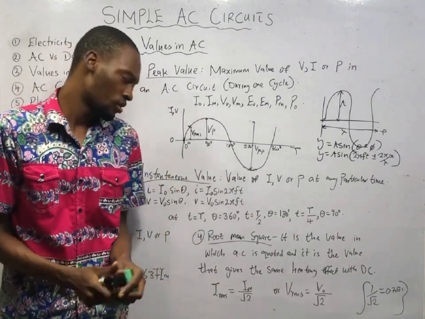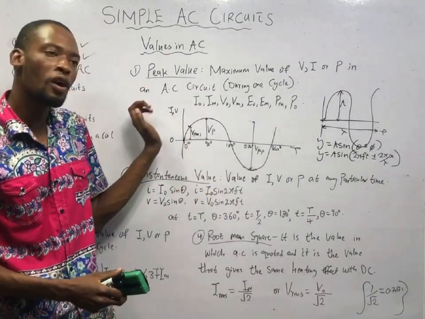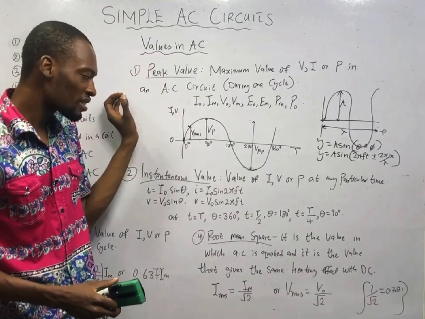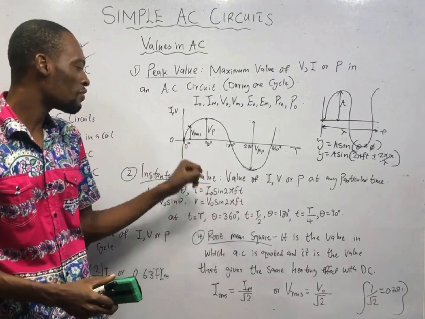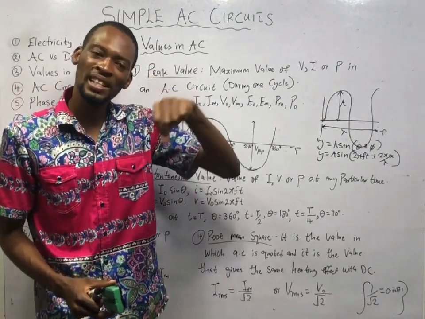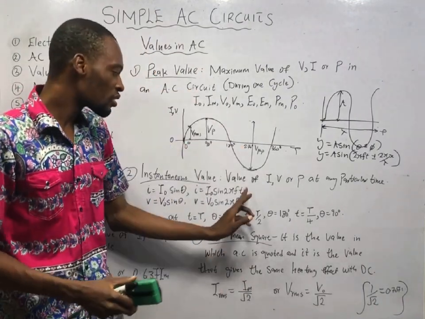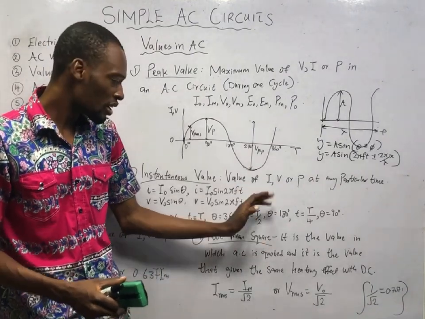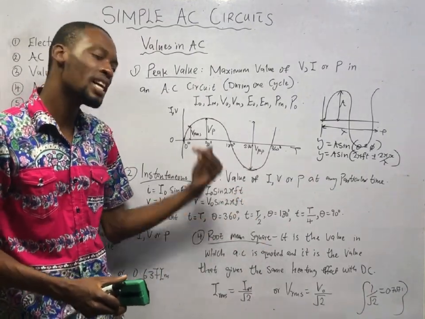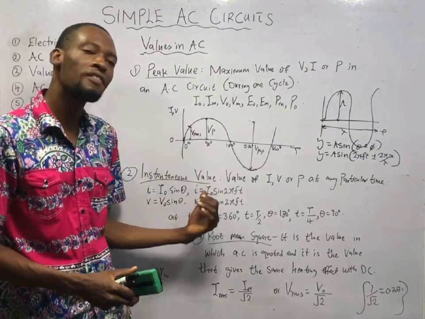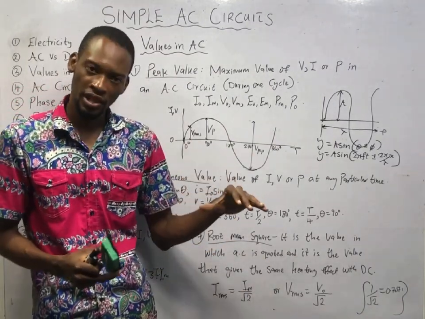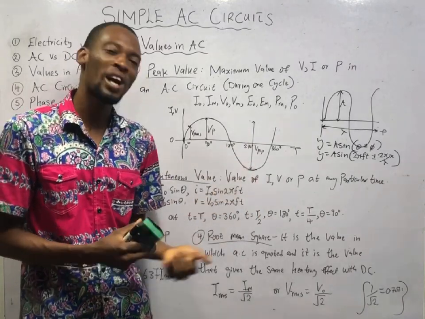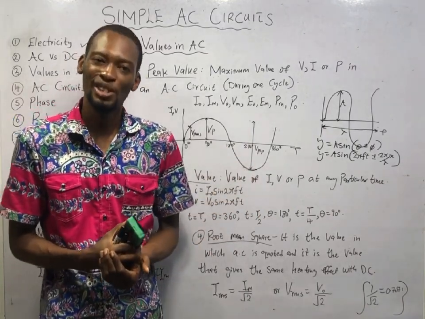What does that tell you? If I give you the maximum value of current, or the peak value of current, and I give you the frequency, and I give you the time, you can tell me the value of current at that particular time. So if this is 1 millisecond, 2 seconds, whatever, the frequency is 50 hertz or 60 hertz, and you have the peak value of current, 2 ampere, be able to find the instantaneous value. Don't be in a hurry. We are going to do a whole lot of calculations.